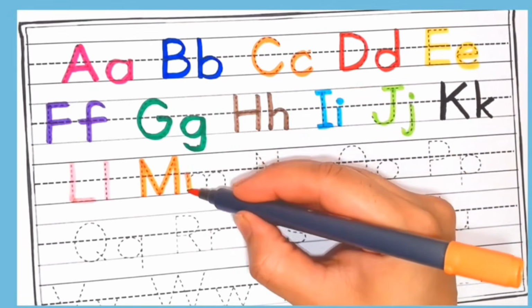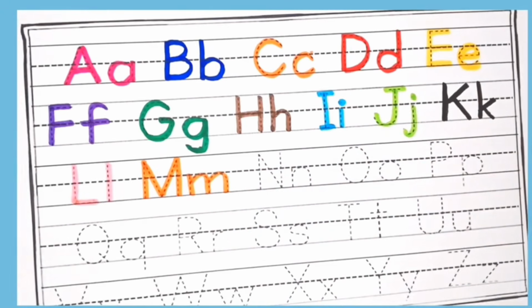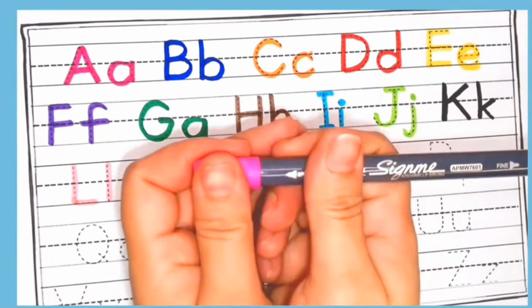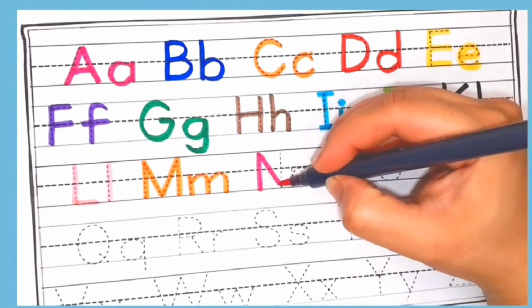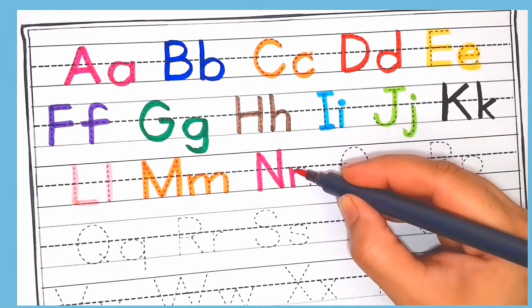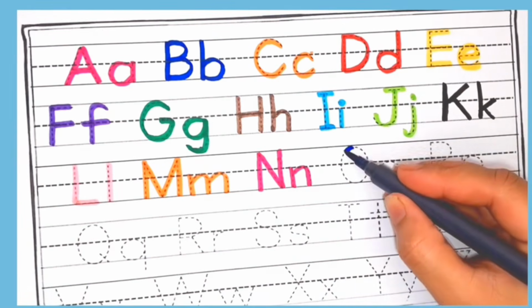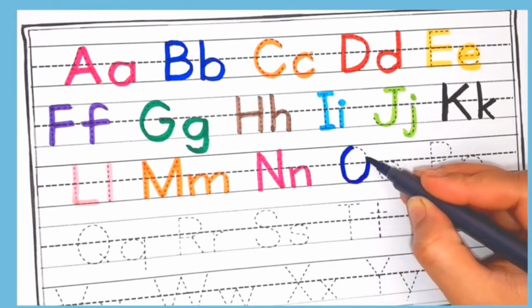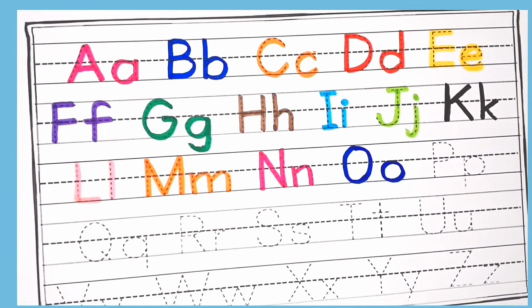Capital M, small M for mango. Capital N, small N for nose. Capital O, small O for orange.